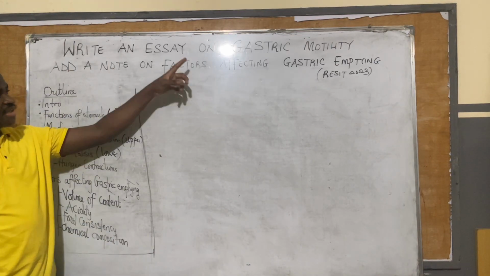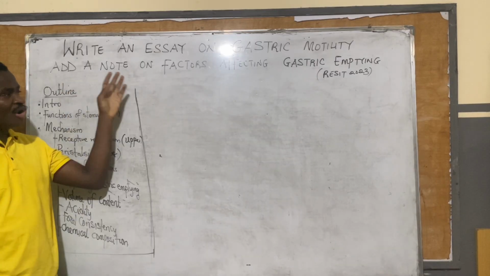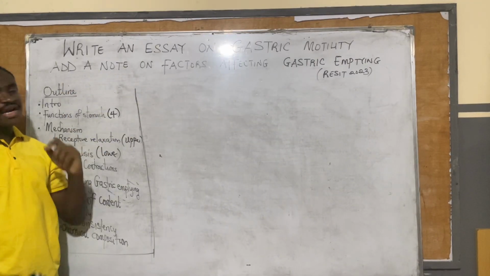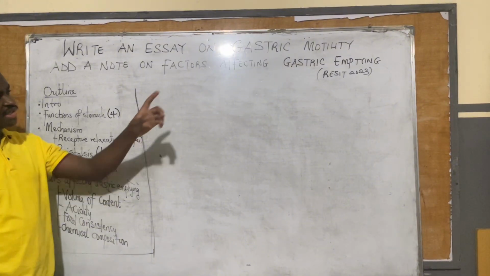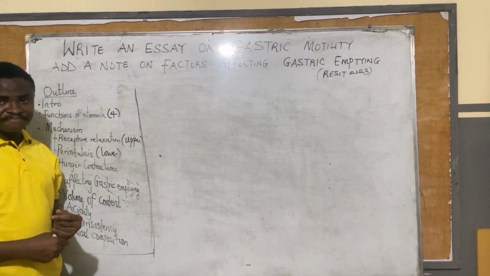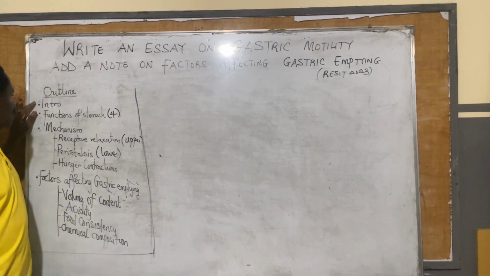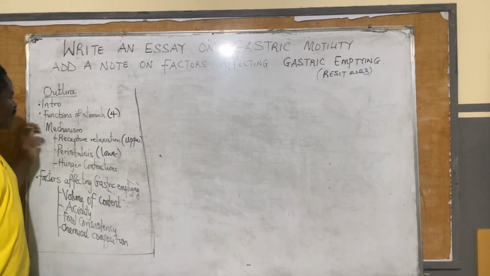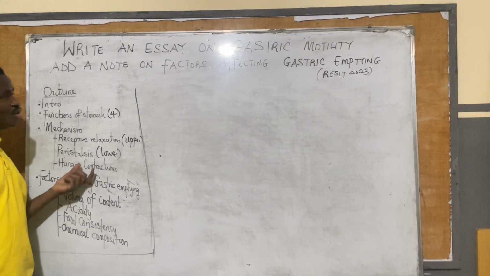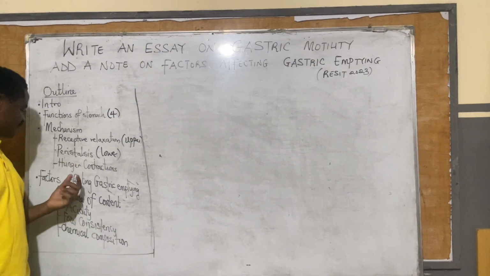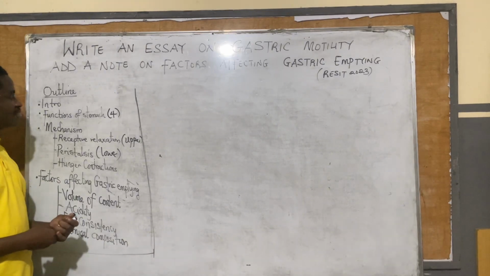We'll be writing an essay on gastric motility, and then we add a note on the factors that affect gastric emptying. This was asked in 2023. Here's my outline I will use to answer this question: an introduction, the functions of the stomach, then the different mechanisms through which gastric motility works, and then I will discuss the factors that affect gastric emptying.